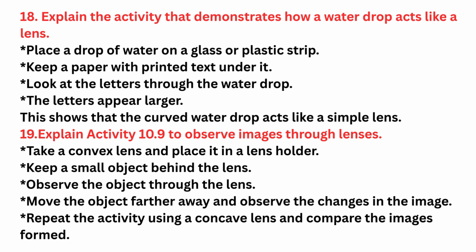Question number 19. Explain activity 10.9 to observe images through lenses. Take a convex lens and place it in a lens holder. Keep a small object behind the lens. Observe the object through the lens. Move the object farther away and observe the changes in the image. Repeat the activity using a concave lens and compare the images formed.